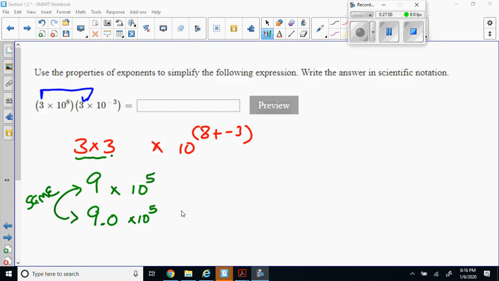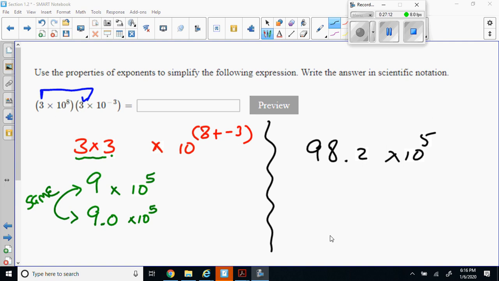Yeah. Now, okay, can I nerd out with you for a second? Because look, I'm gonna show you. I'm gonna do 2 things right here. What if it was this? What if you came out to be 98.2 times 10 to the 5th? Now, is that in scientific notation? No. You got to put it in scientific, right?